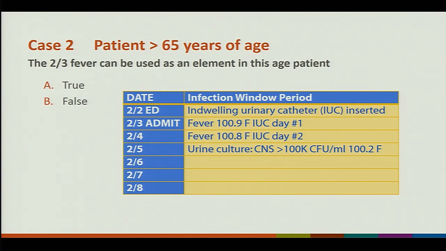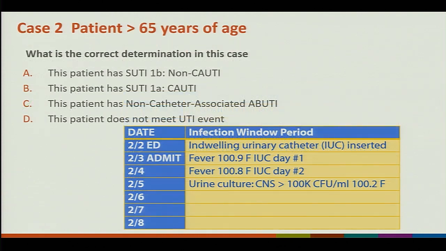So the 2-3 fever can be used as an element in this age patient? No, it cannot. Can the 2-4 fever be used as an element in this patient? No, it cannot. So what is the correct determination in this case? Give it a thought. This patient does not meet a UTI event.